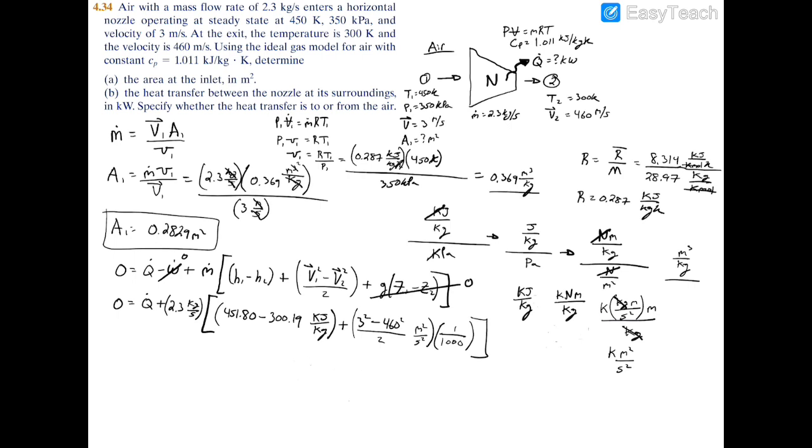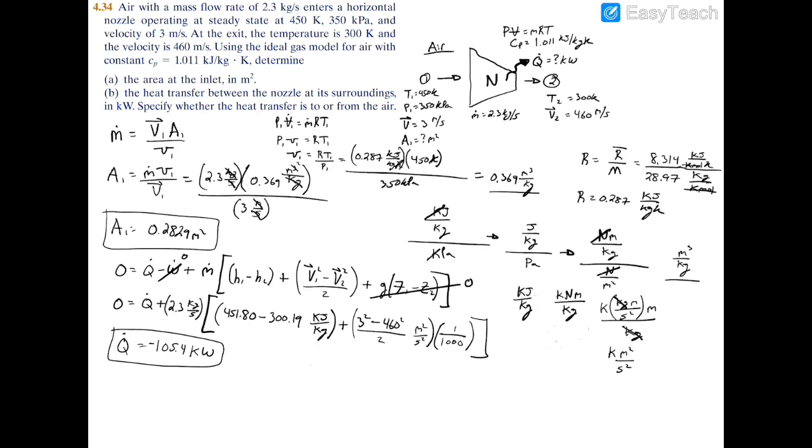So now we just have to solve for Q. So we'll have that Q, or negative Q dot, is equal to this whole mess over here. Now if I plug that into my calculator, I'll have that it equals 105.4. And if I just get rid of my negative sign on our heat transfer, we're going to have that Q dot equals negative 105.4 kilowatts.